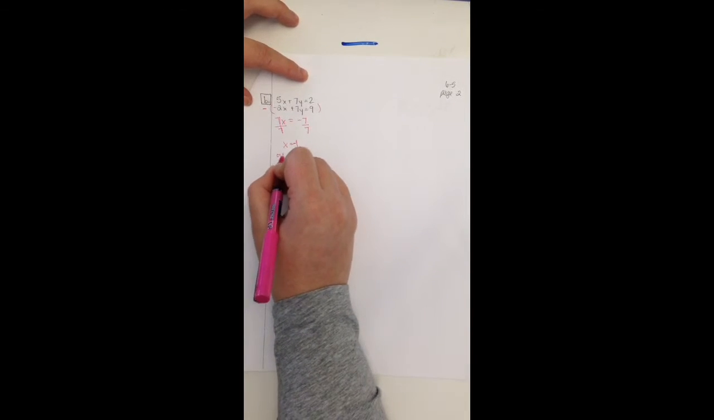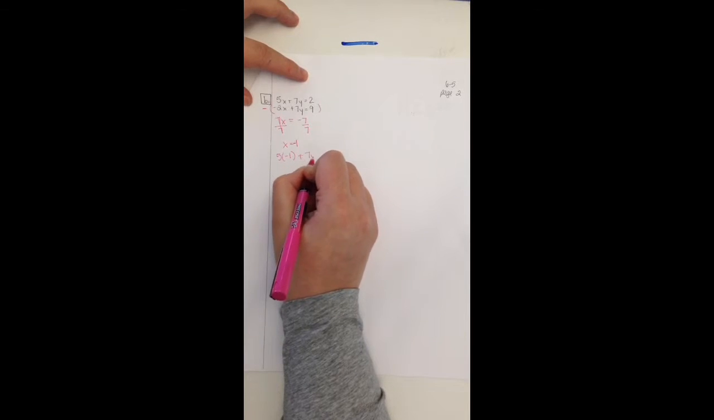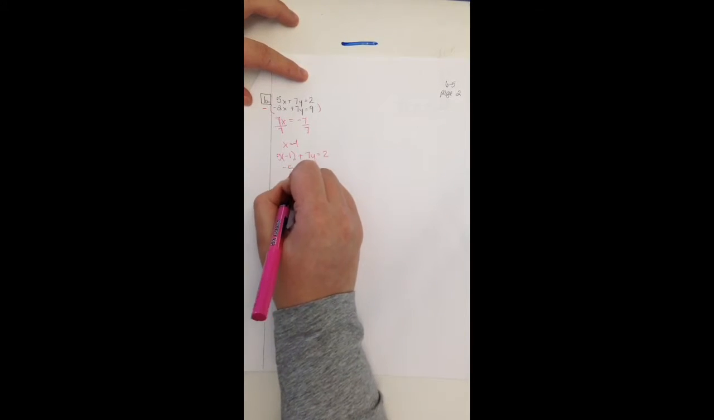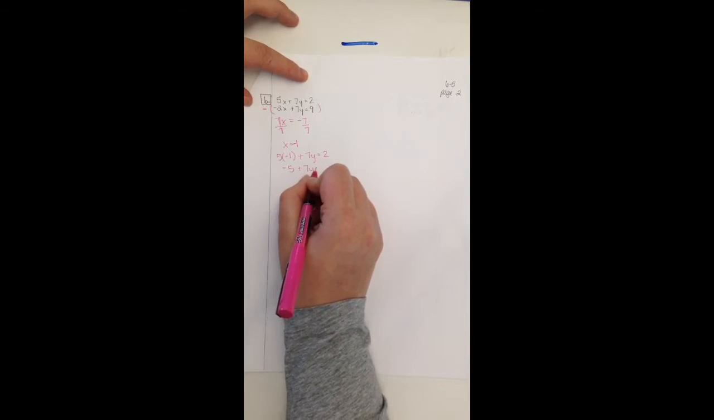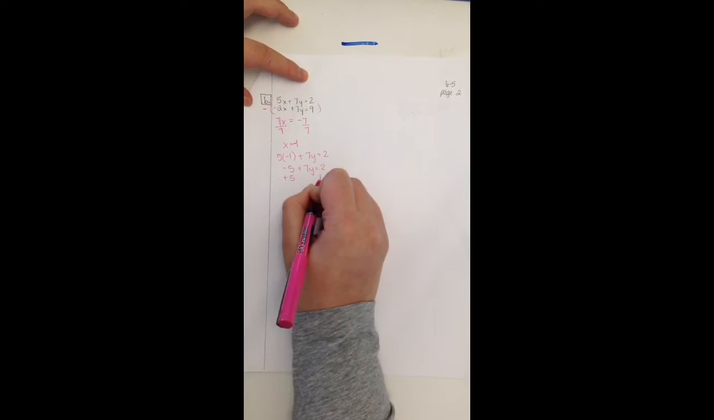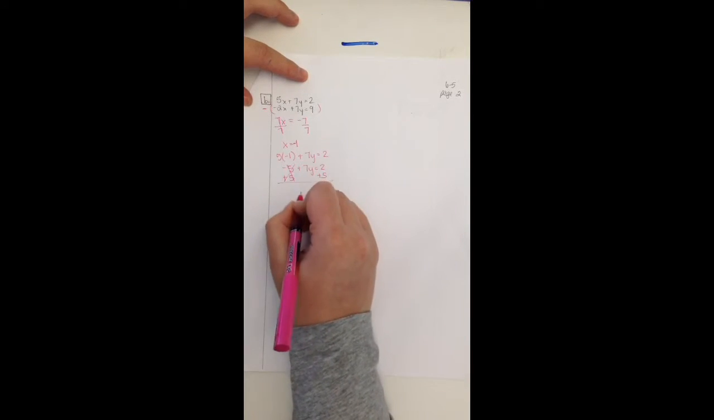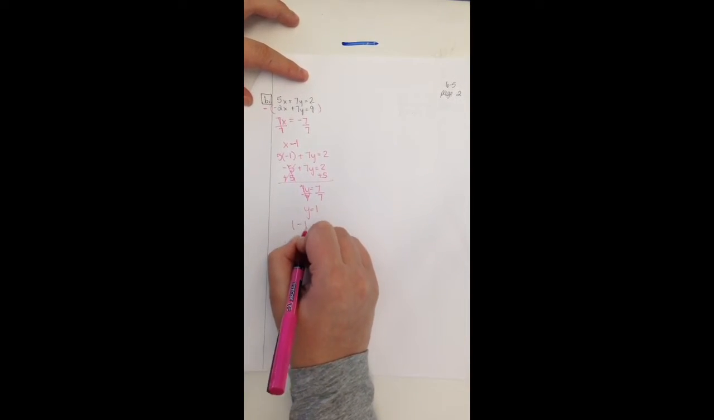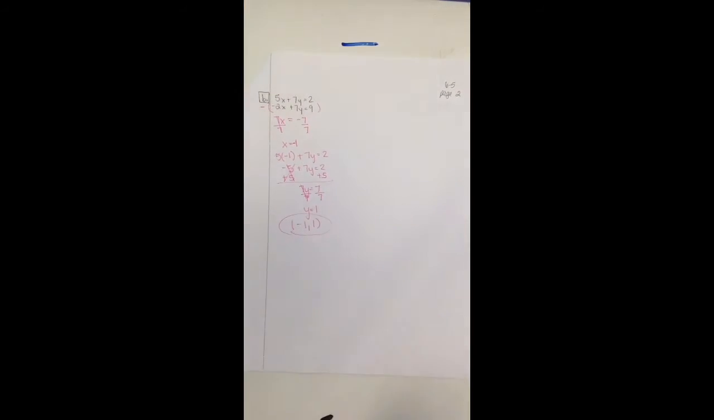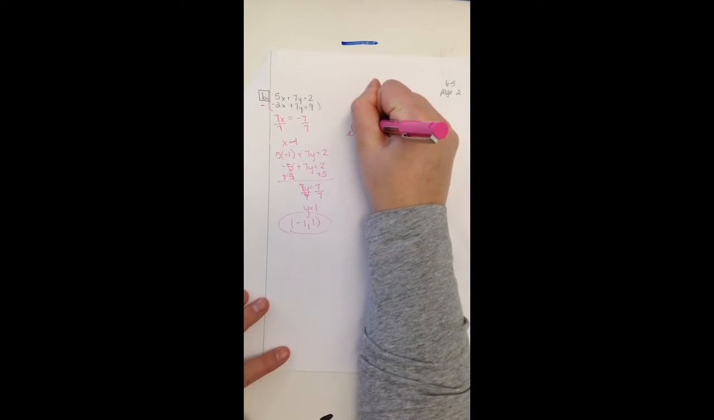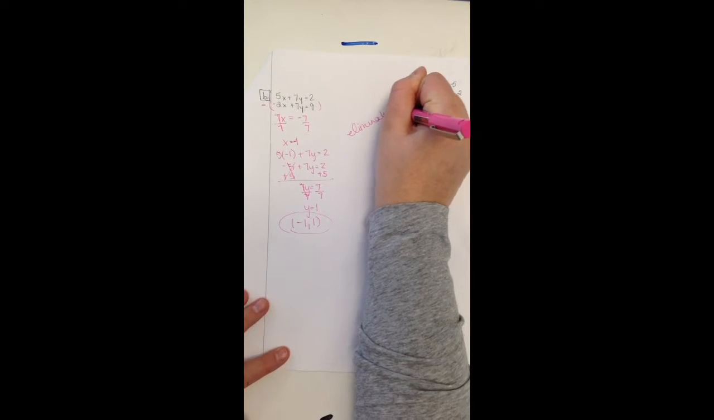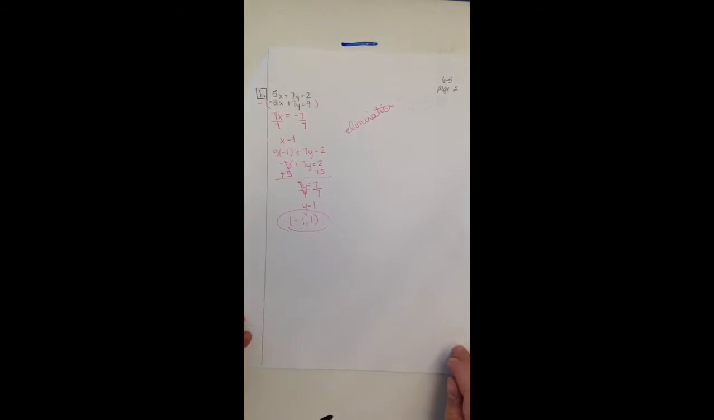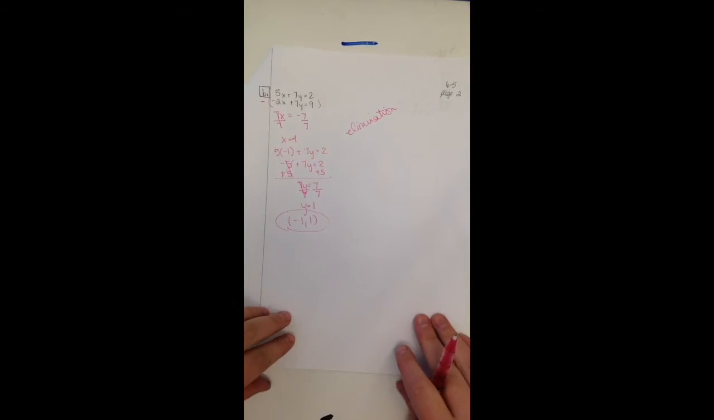Plug it in. 5 times -1 plus 7y equals 2. -5 plus 7y equals 2. Add the 5. 7y equals 7. Divide by 7. Y equals 1. My ordered pair is -1, 1. I chose elimination. If you chose something different, did you get the same answer? You should have. It doesn't matter what method you use, you should still be getting the same answer.